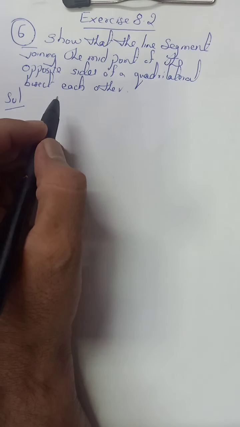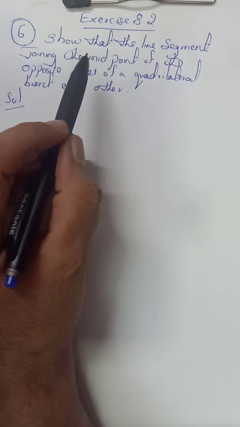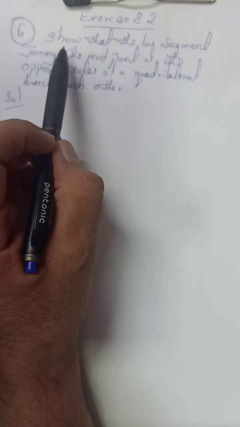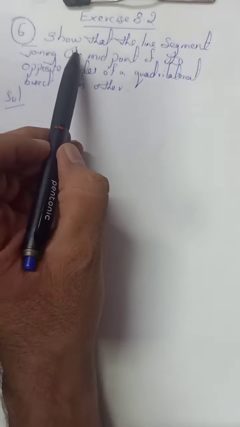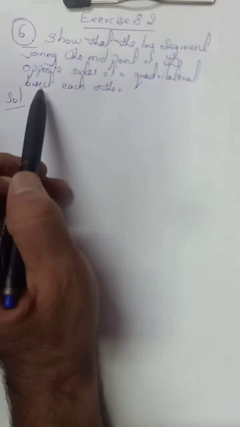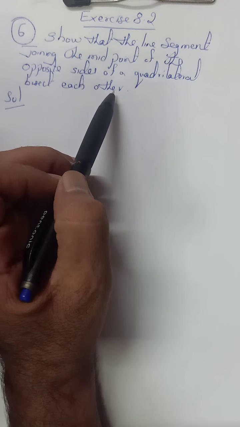Good morning, students. Now we'll take the sixth question of exercise 8.2. Now, what does the question say? Show that the line segment joining the midpoints of the opposite sides of a quadrilateral bisect each other.